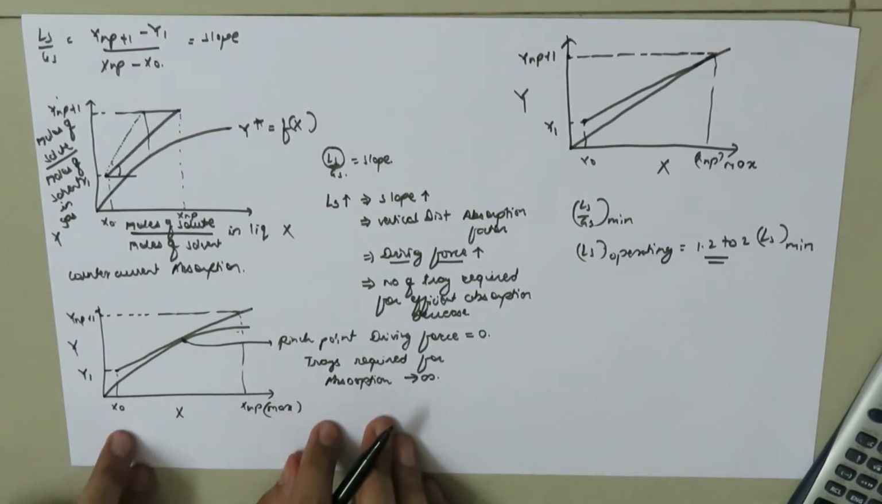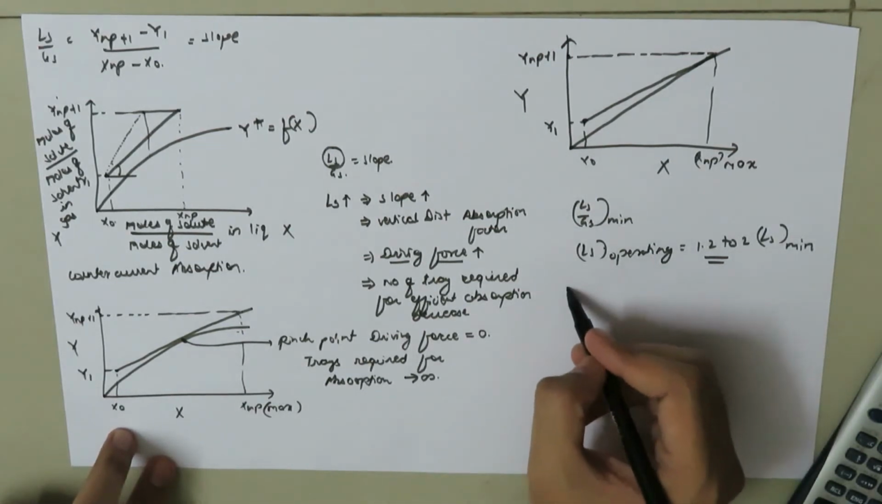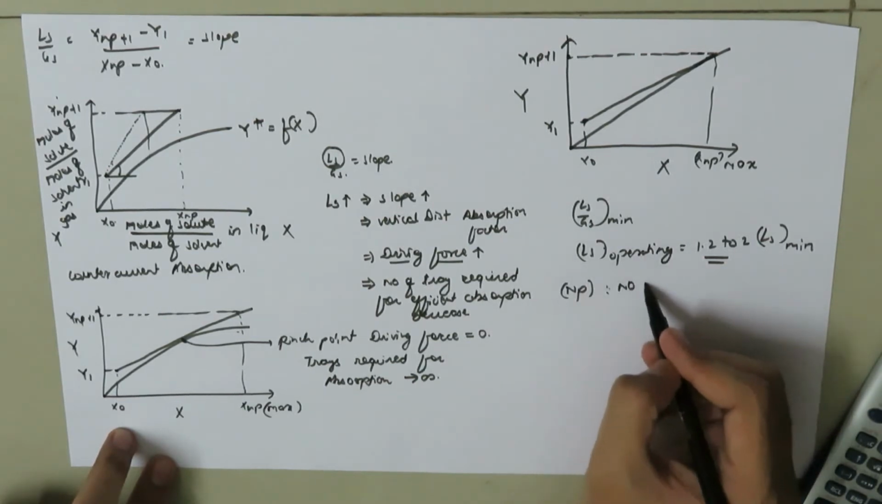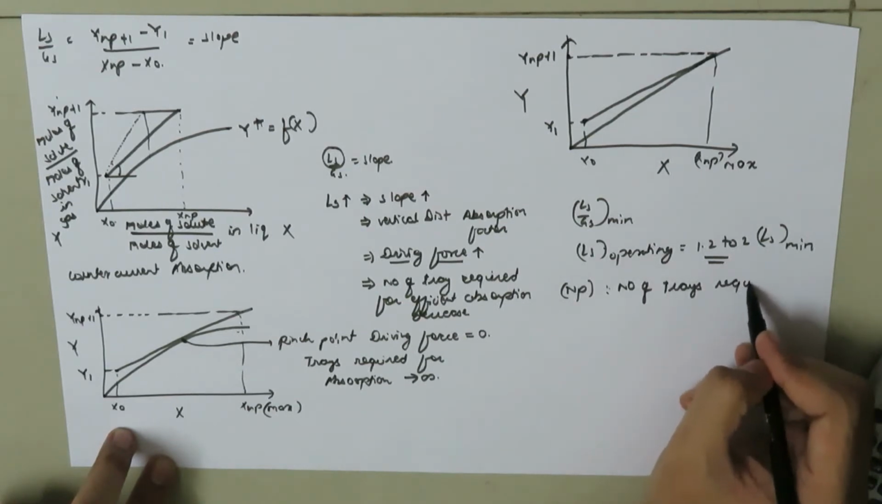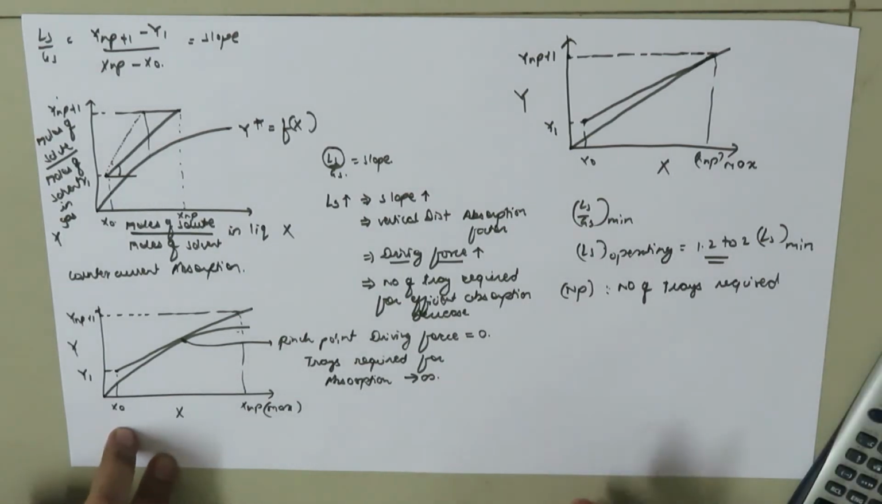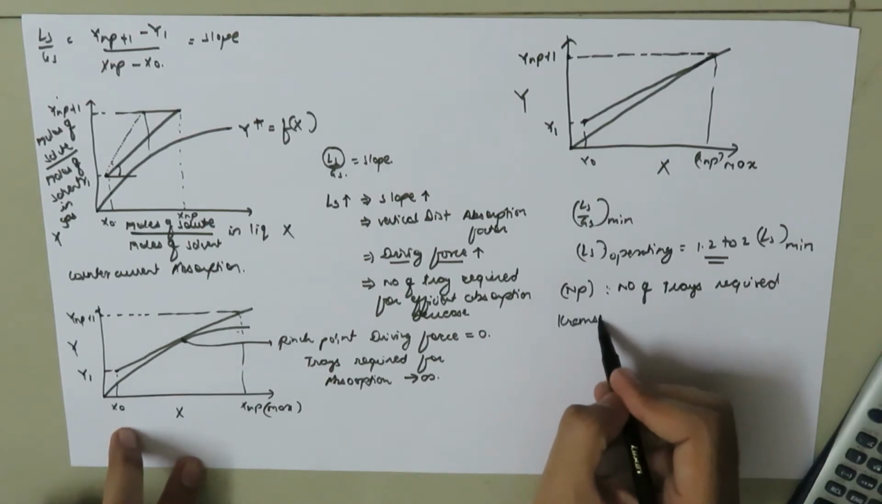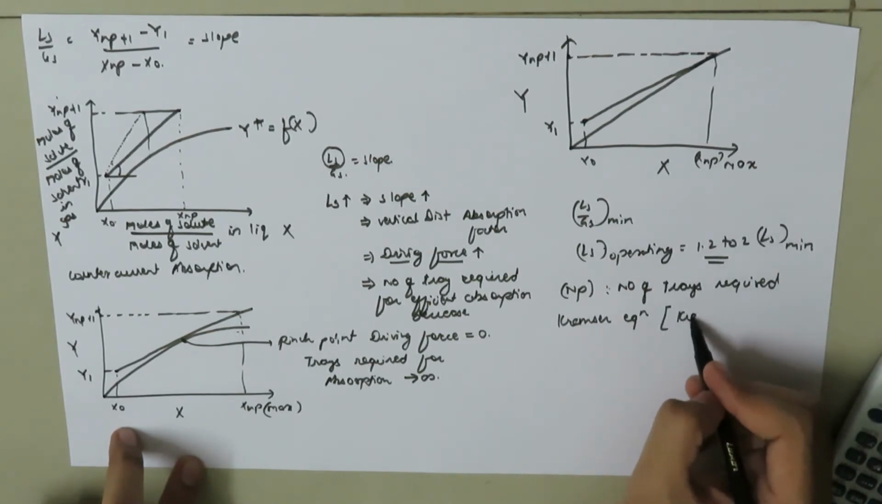And now, in order to find the number of trays, this is Np, that is the number of trays required, we are going to make use of the Kremser equation. This is also called the Kremser-Brown equation.